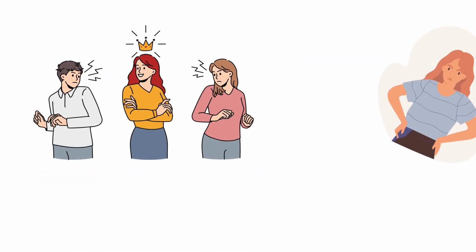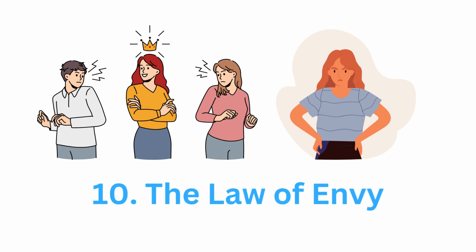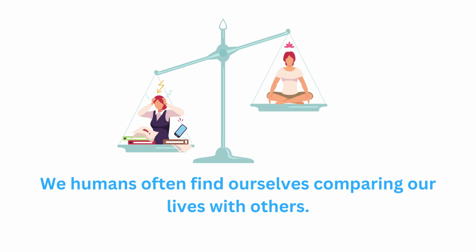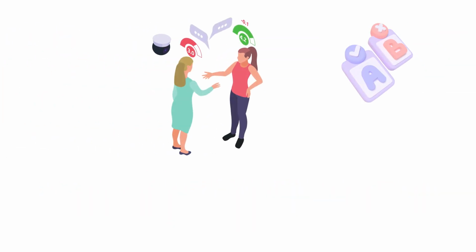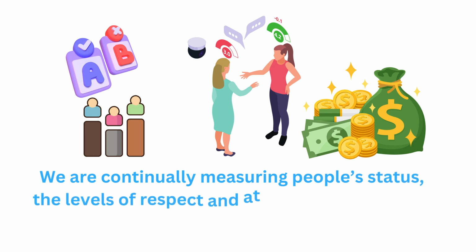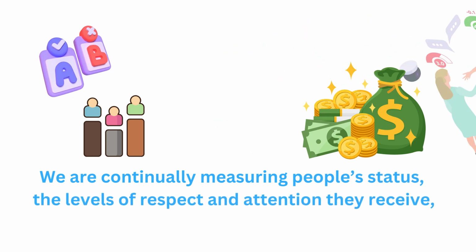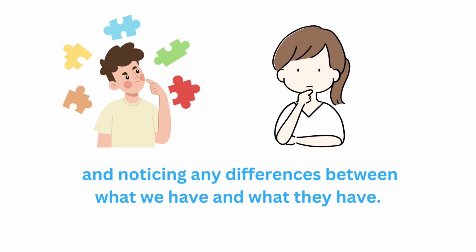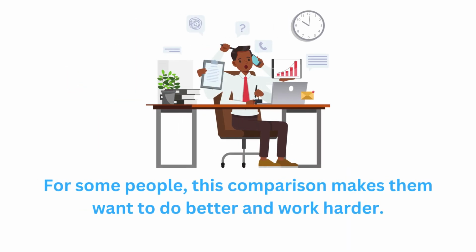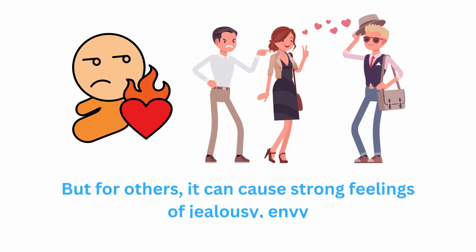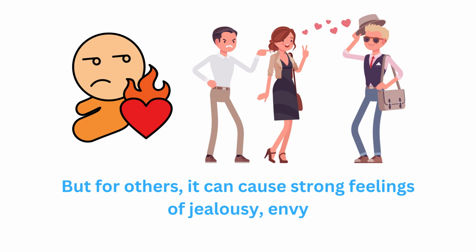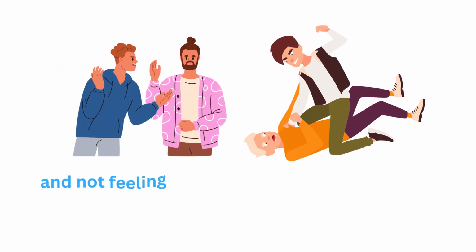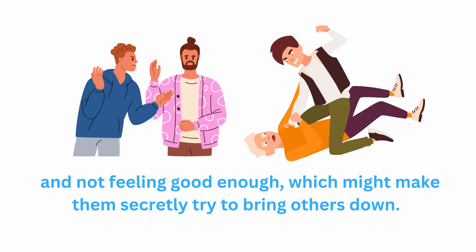Number 10. The law of envy. We humans often find ourselves comparing our lives with others. We are continually measuring people's status, the level of respect and attention they receive, and noticing any differences between what we have and what they have. For some people, this comparison makes them want to do better and work harder, but for others, it can cause strong feelings of jealousy, envy, and not feeling good enough, which might make them secretly try to bring others down.